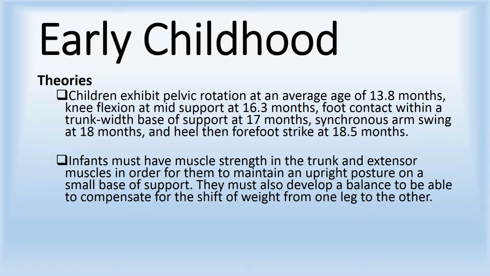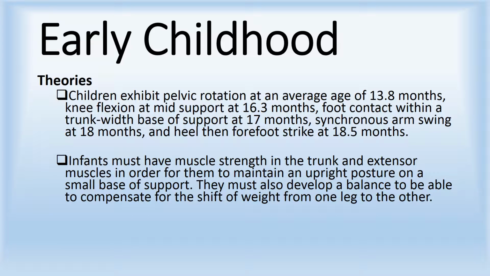Children exhibit pelvic rotation at an average age of 13 months, knee flexion at mid-support at 16 months, foot contact with the trunk with base of support at about 17 months, and synchronous arm swing at about 18 months. Also heel, then forefoot strike at about 18 months.